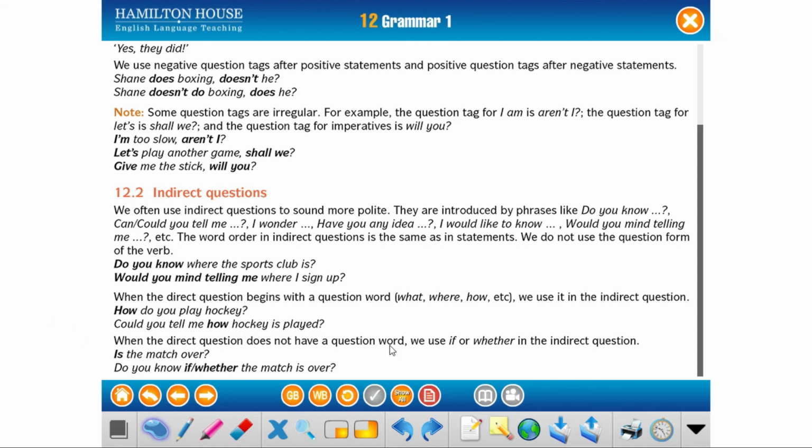But when we don't have a question word, for example, do, did, have, and so on, we change it for if or whether. "Is the match over?" "Do you know if or whether the match is over?" So remember that indirect questions are short phrases that we use before a question to sound more polite, to not be rude, and also when we are using these phrases, we write our questions in the form of a statement, even if we are writing the question mark at the end of the sentence.